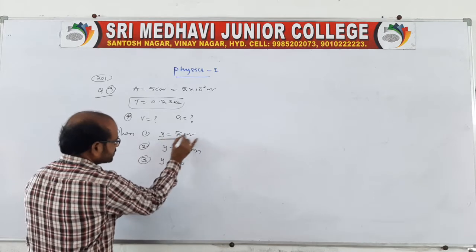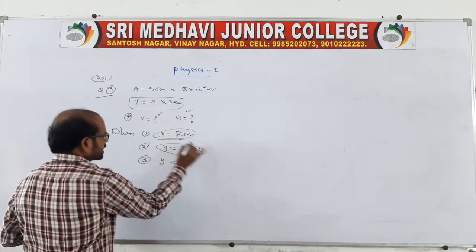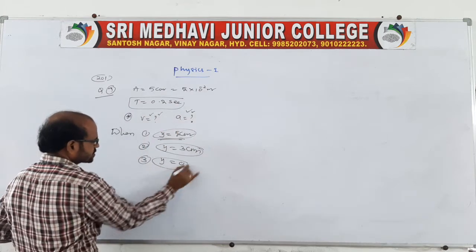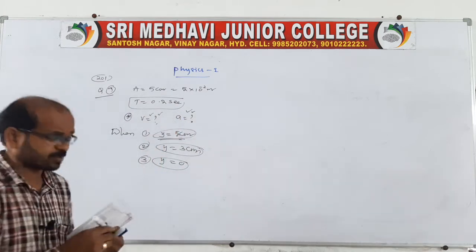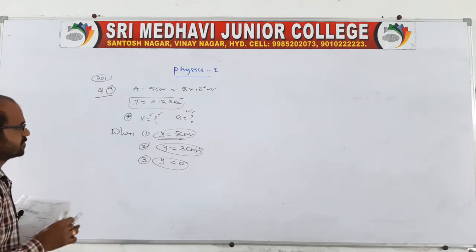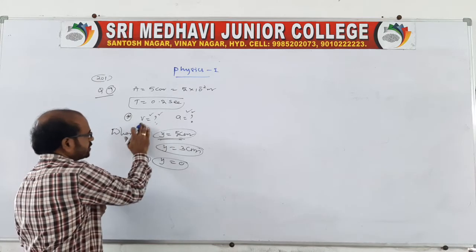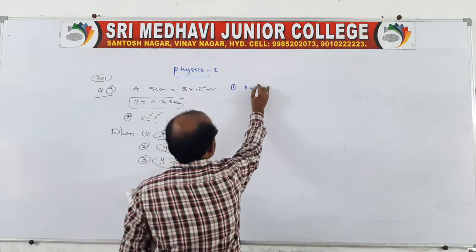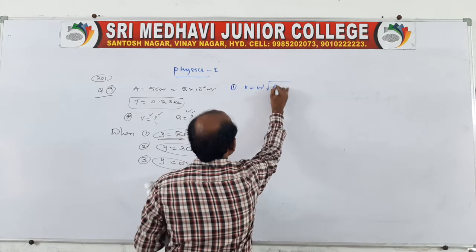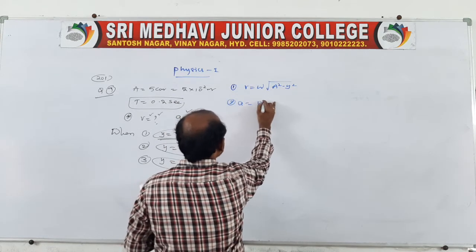At each displacement, we should get the velocity and acceleration. This is the problem with the given data. So first we should write both the formulas, for velocity and acceleration. Velocity v is equal to omega into root over a square minus y square, and acceleration a is equal to omega square y.